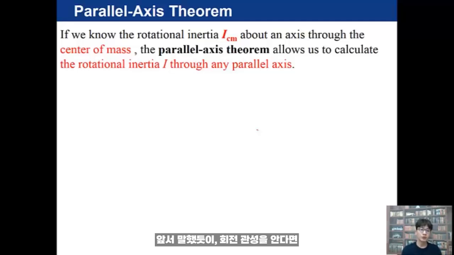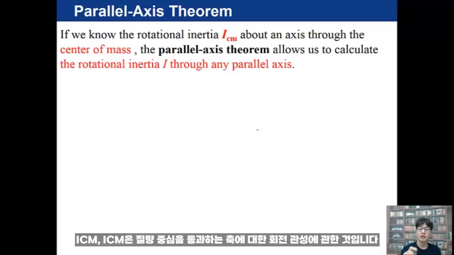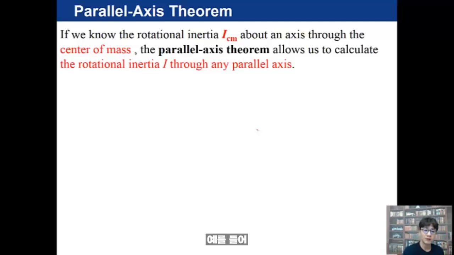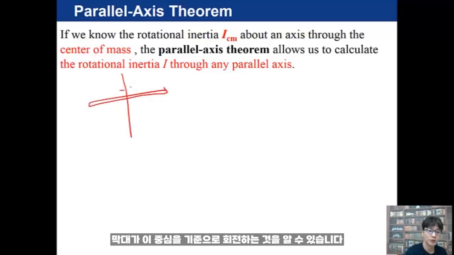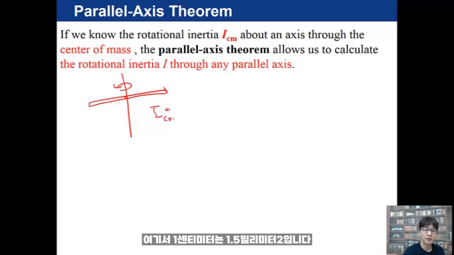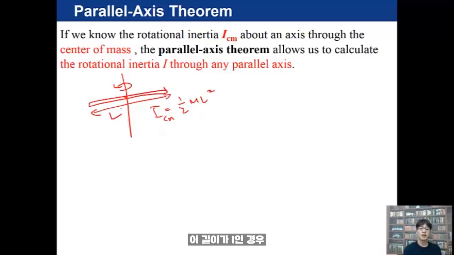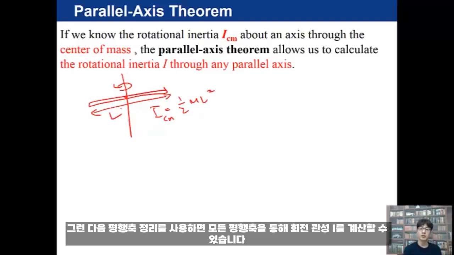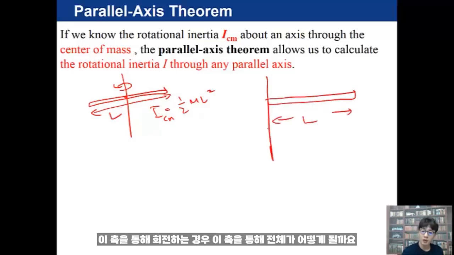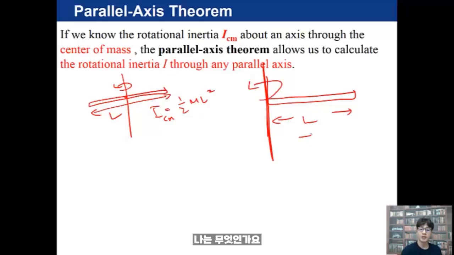As I told you, if we know I_CM, the rotational inertia about an axis through the center of mass, for example, a rod rotating with respect to this center, we found that I_CM here is 1/12 ml squared, if this length is L. Then the parallel axis theorem allows us to calculate the rotational inertia I through any parallel axis. For example, what about through this axis? If it rotates through this axis, what is I?